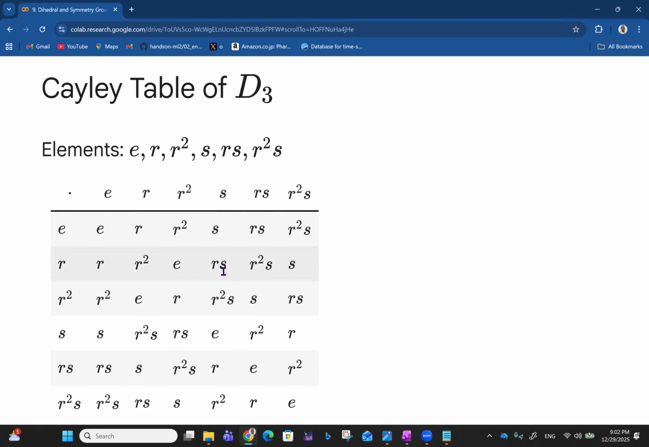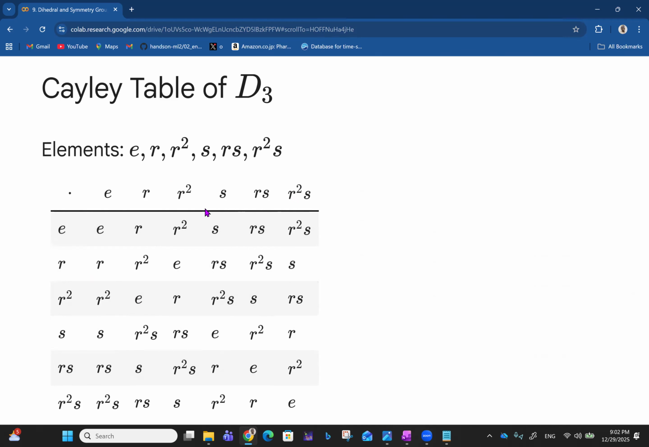Then R times S, of course, is RS. R times RS is R squared S. Then R times R squared S will be R3 S. And R3 is identity times S, which will give us S. Then here we have R2. R2 times E remains the same. R2 times R is R3, which is E in D3. Then R2 times R squared, of course, just keep increasing the power.